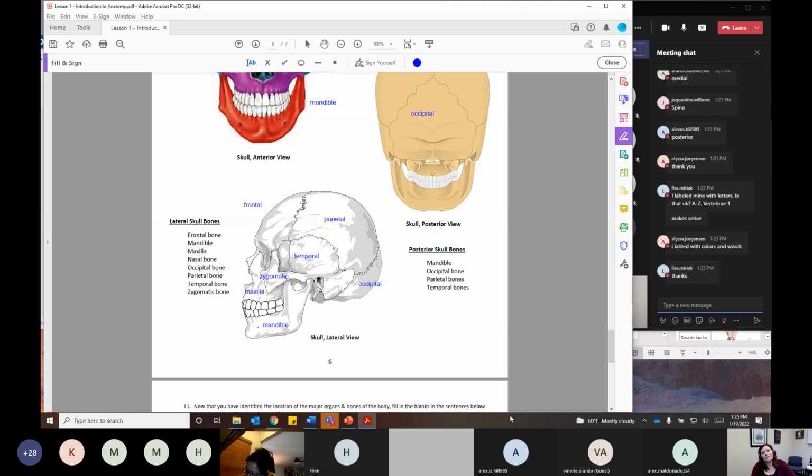Hey, not a trick question. What do we think we call the name of the bone that lives in your nose? What do we think this one might be called right here that lives in your nose? Any guesses?